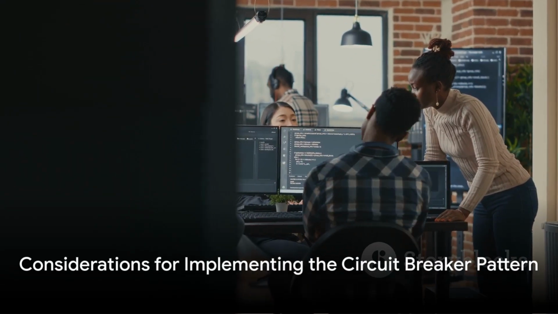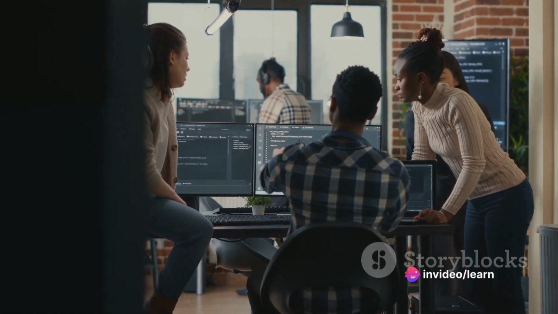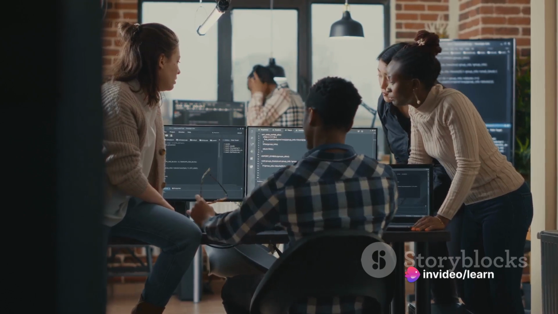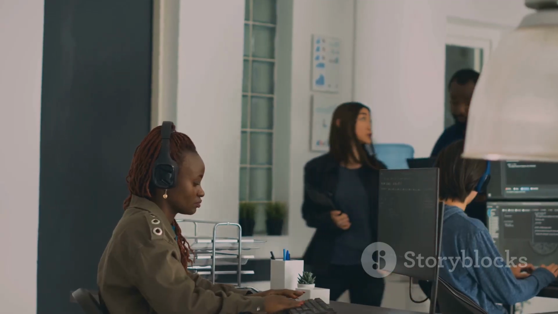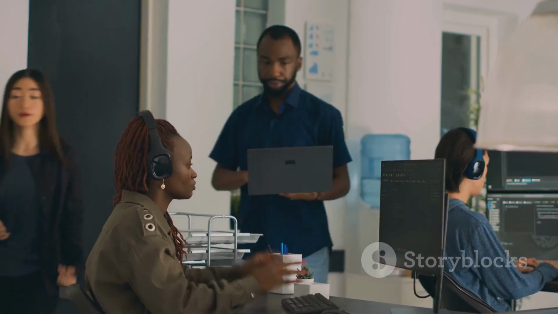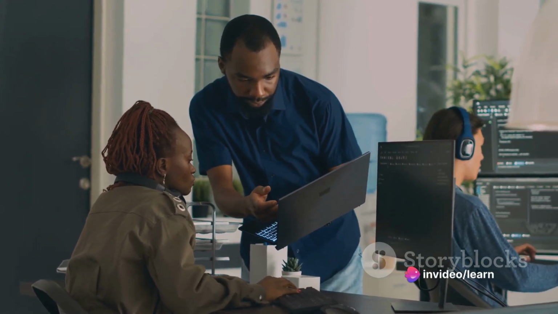Before you rush to implement the circuit breaker pattern, there are a few considerations to keep in mind. The first is service-agnostic implementation. This is a fancy way of saying that the circuit breaker should be implemented in a way that is independent of the specific microservices involved. This prevents code bloat and ensures that the circuit breaker can be used across different services with ease.